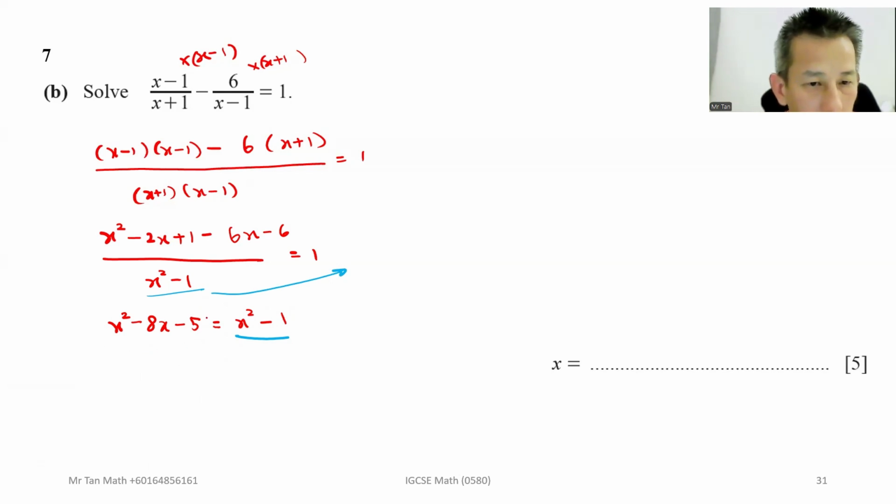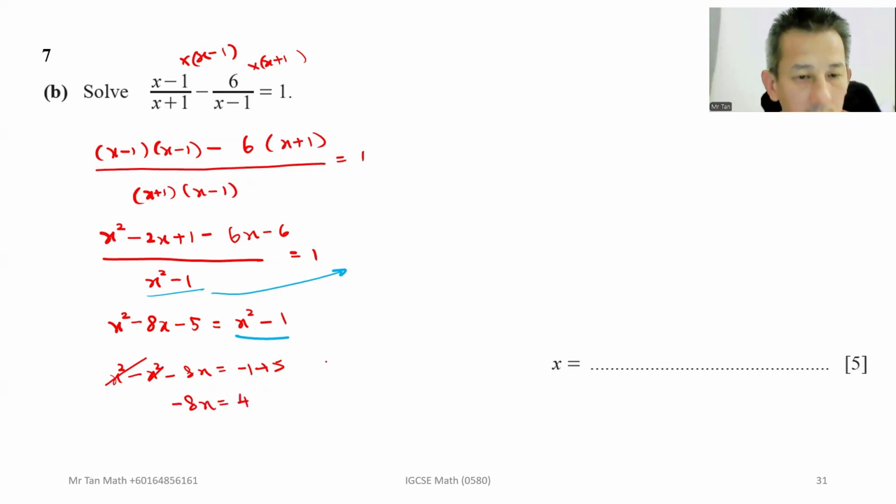So to arrange, okay. So x squared minus x squared minus 8x equal to minus 1 plus 5. This one 2 cancel, minus 8x equal to 4. Therefore, your x equal to 4 over negative 8, or equal to negative half.